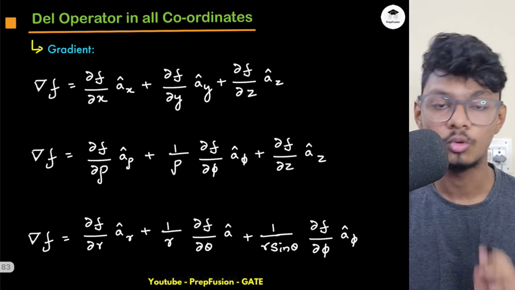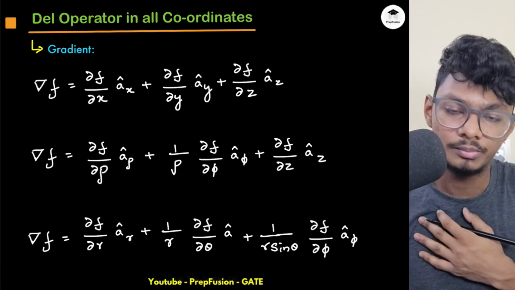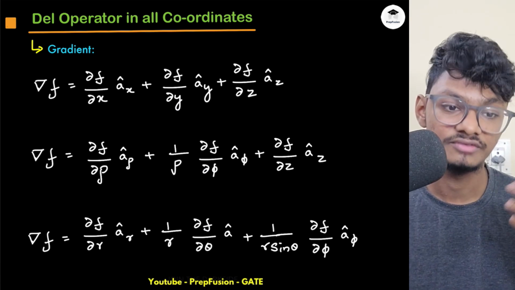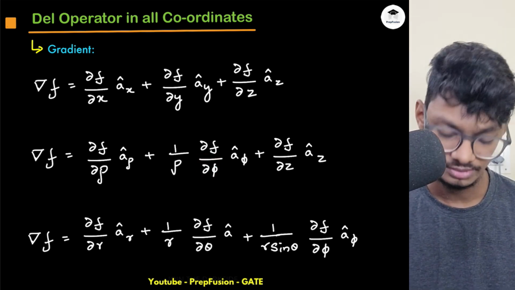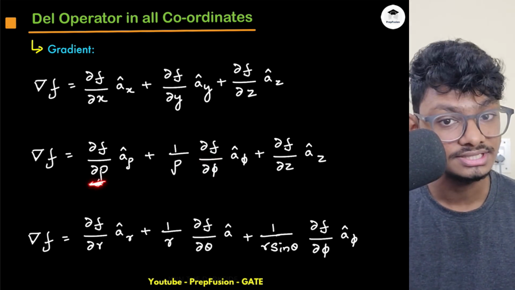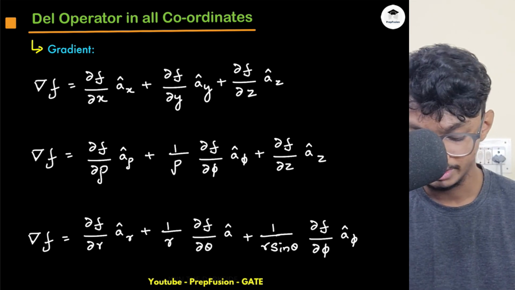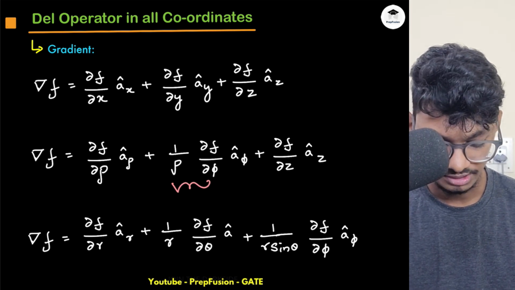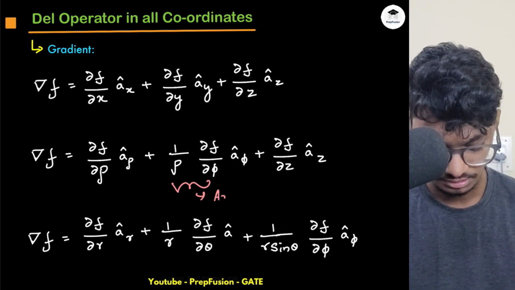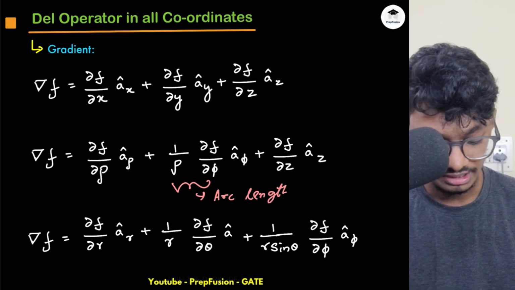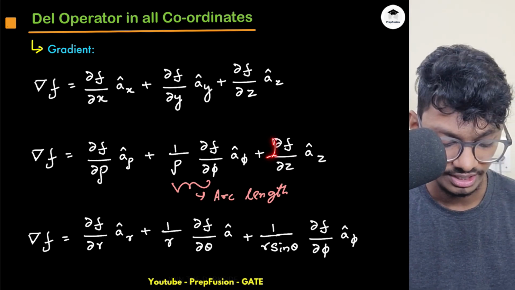Now, how does this rho actually come? How does this H2 rho come? You can remember it as the concept of differential length. I cannot simply write phi over here. Why? Because its unit is radians. I have to make it length, by multiplying rho d phi. So this becomes a differential length or arc length. I have to make the units the same. Here this is dz, so this doesn't change. So that's why h1 is only 1.